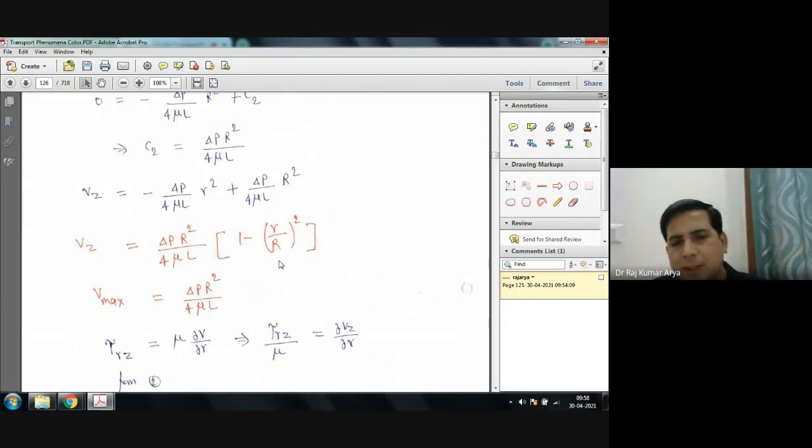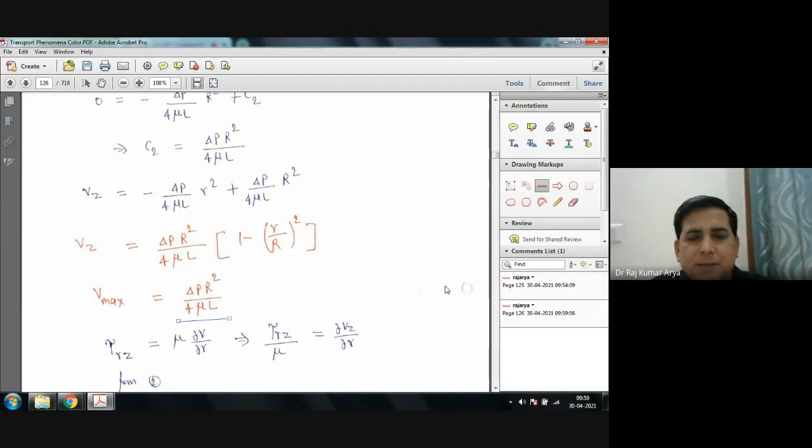Now, if you want to find what would be your maximum velocity, just substitute small r equal to 0. It means you are at the center. So this term would be your maximum velocity. So this is your maximum velocity.